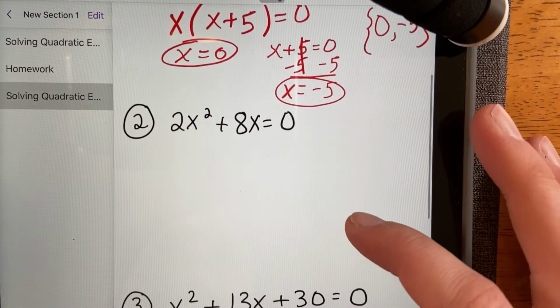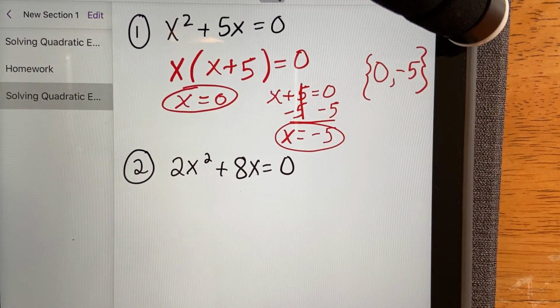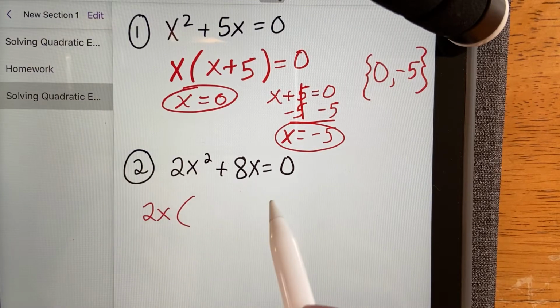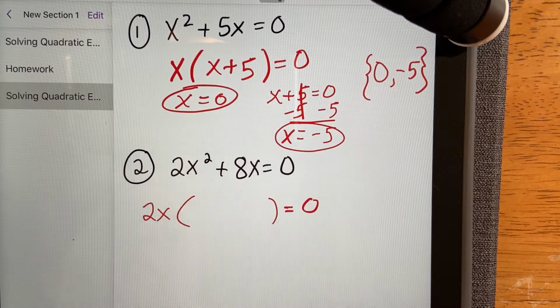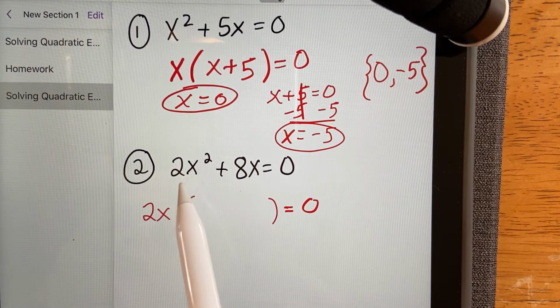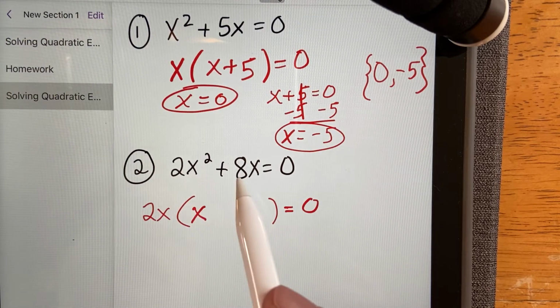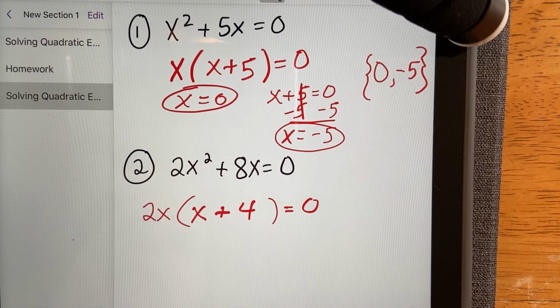The next one is the same type of problem. I've got 2x squared plus 8x equals 0. So what you're going to want to do is factor out the greatest common factor. In this problem, that would be 2x. So put 2x, and then in parentheses, you want to put what's left over after you divide both parts by 2x. So 2x squared divided by 2x is just x, and then 8x divided by 2x is 4. So it's x plus 4 in the parentheses.